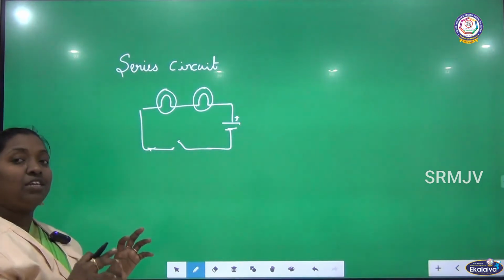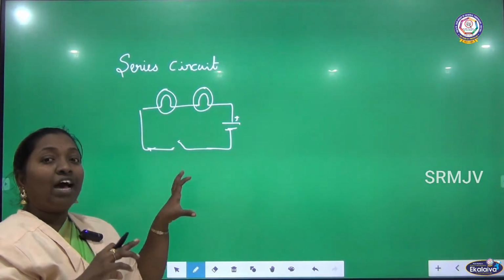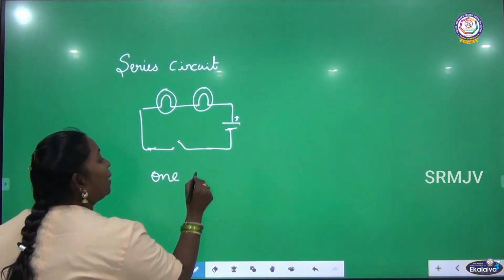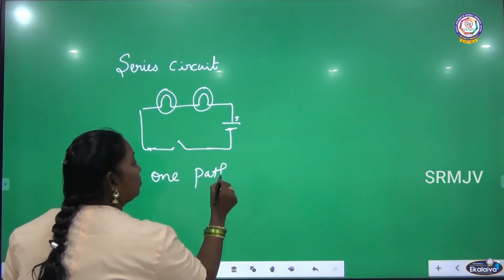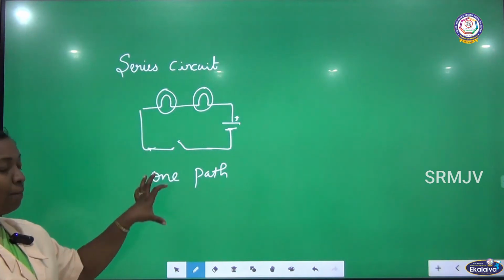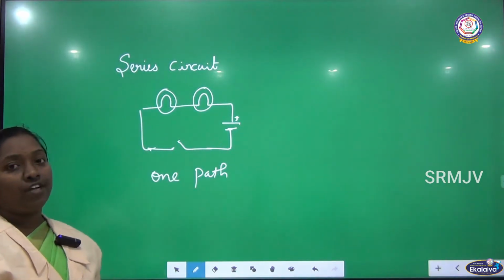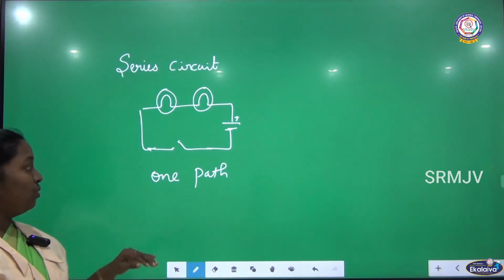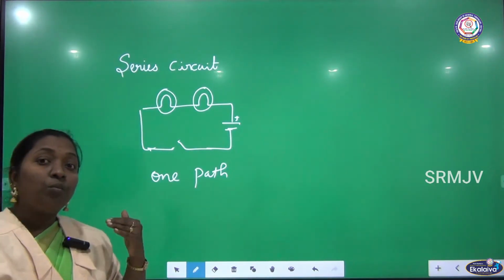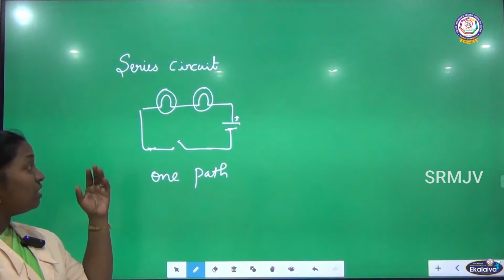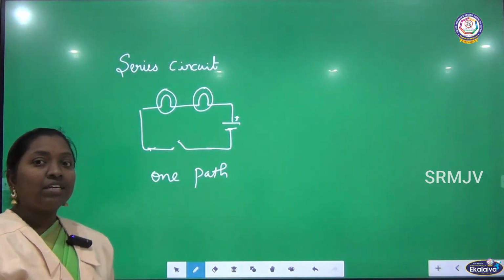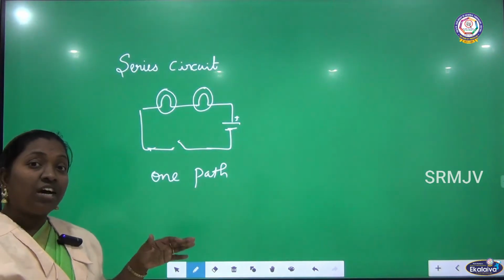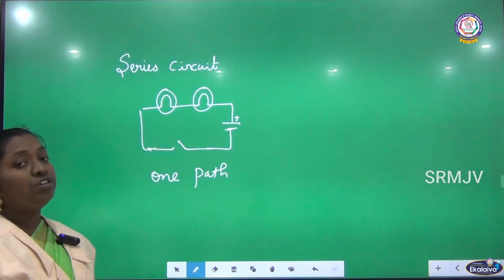So series connection means one after another, which means it has only one path for the flow of electric current. With this, what are the advantages we can know? We can add one more device also. It is easy to learn the electric circuit diagram, and it does not overheat. These are the advantages present in series circuits.